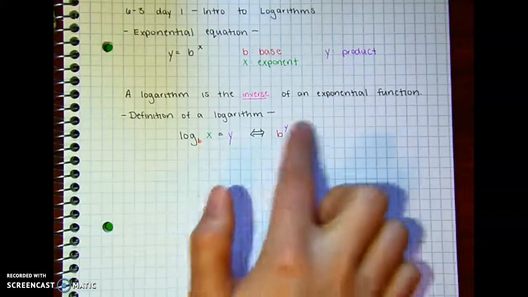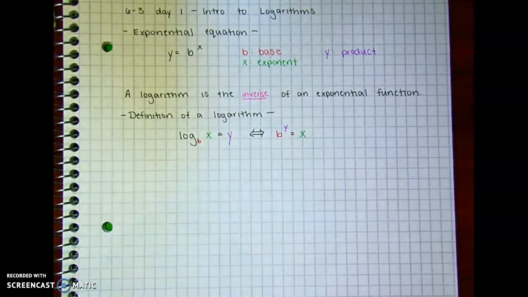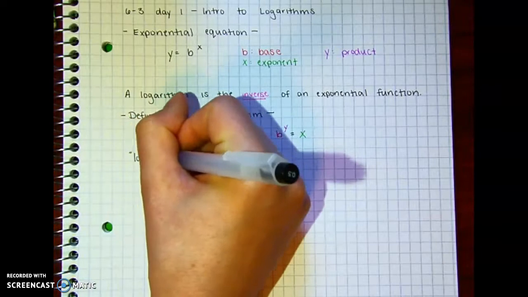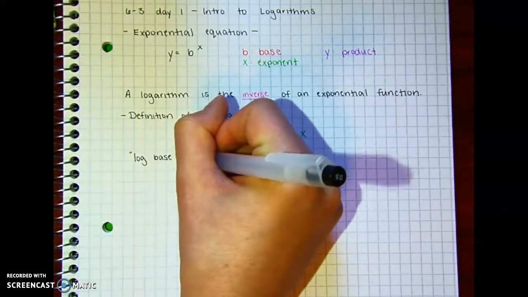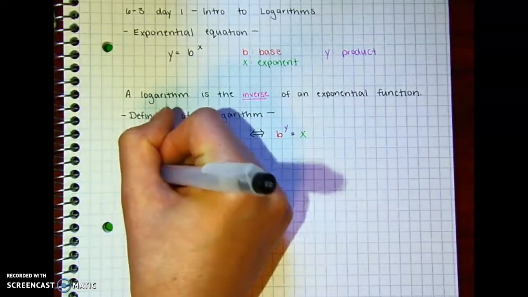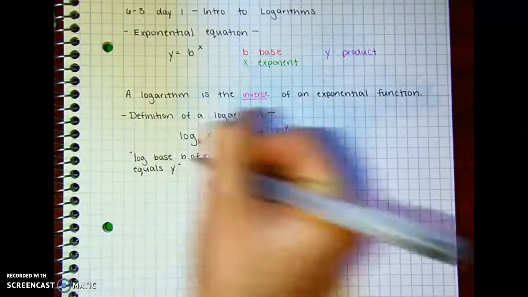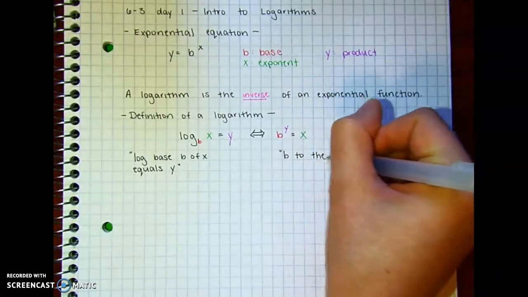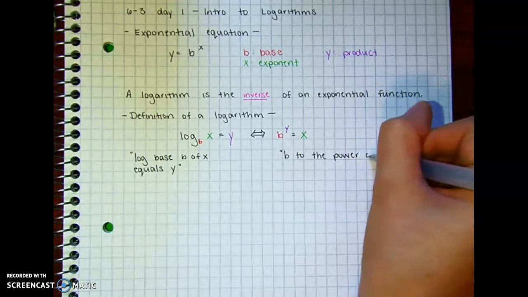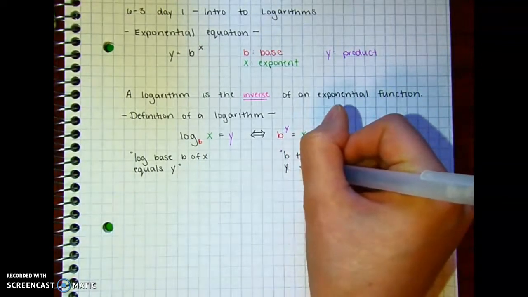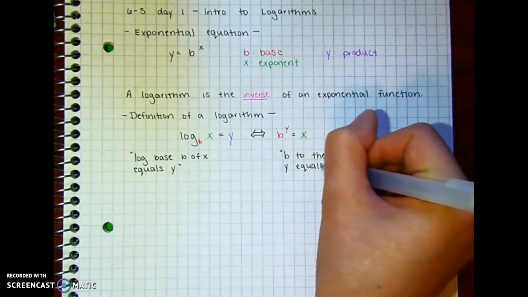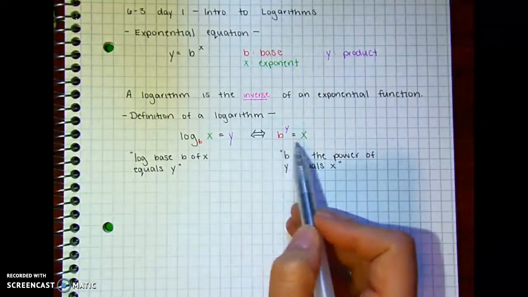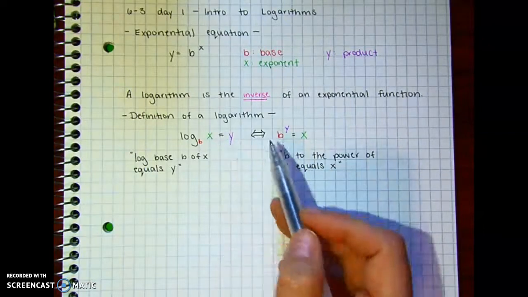So this means this. Make sure you know how to say it. So this is read log base b of x equals y, and this is read b to the power of y equals x. And remember, this means if and only if, which basically means the two equations shown are equivalent. You can go from one to the other.